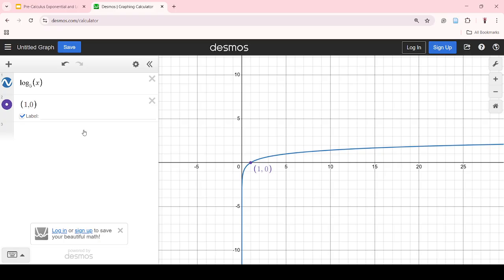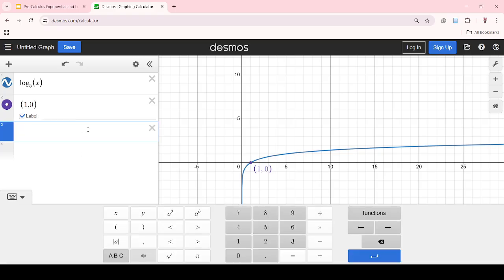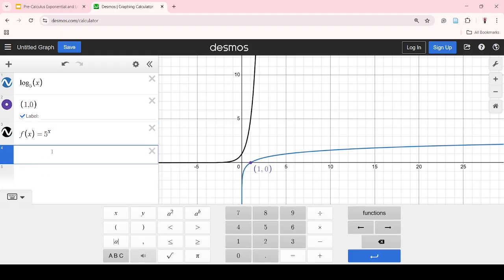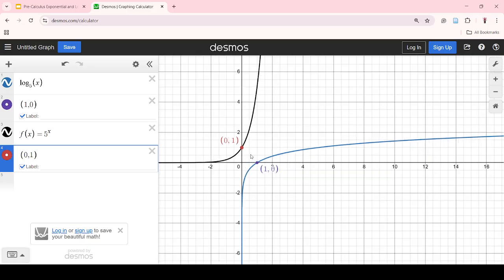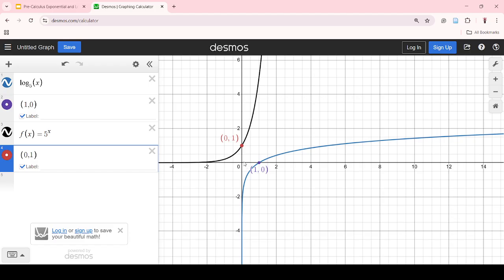And I also would like to see if this one will undo the exponential. So the inverse equation of log base 5 of x is actually f of x is equal to 5 to the power of x. As we see here, does it intersect on the y-axis at (0, 1)? Well, I don't know. Let's see. Yes, it does. Here's our y-axis. Here is our point that it's intersecting at.